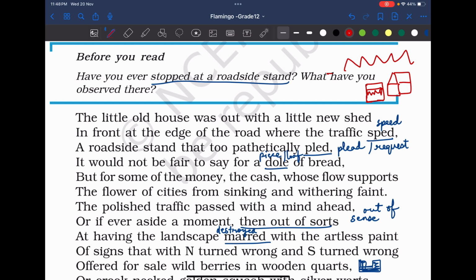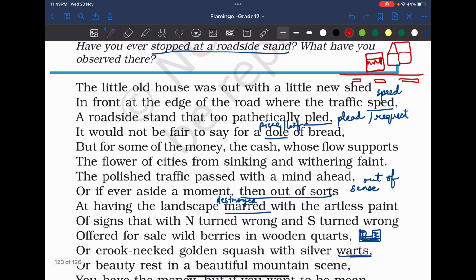So mountains and trees and whatnot. So there is this roadside stand and the traffic is passing. So this is maybe probably a road and the traffic is passing here. Just a pictorial representation, it will be a little better. It would not be fair to say for a dole of bread.